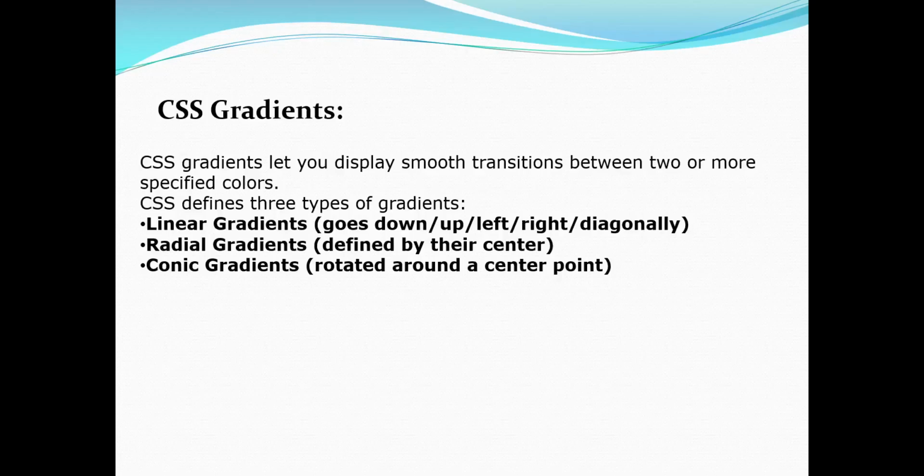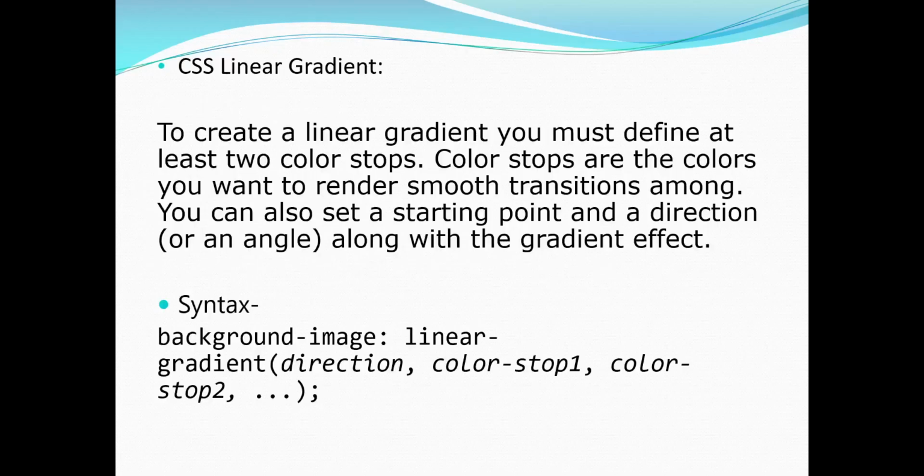The first one is linear gradient. So what happens with the linear gradient is, in that you have to define two colors and it's going to start from one corner and smoothly transit to another color, whatever you mention. If you specify more than two colors, it will go accordingly. So you can specify how many colors you want, from which direction you want it to go.